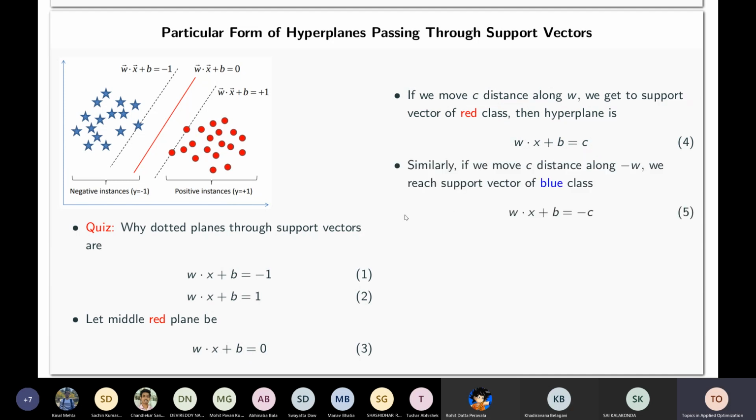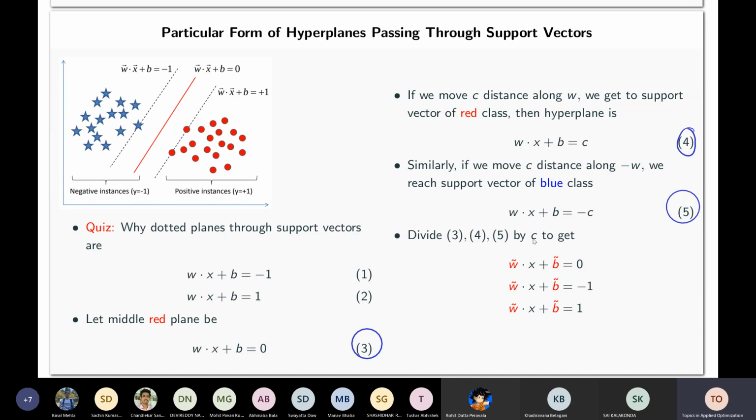According to our knowledge of the hyperplane, similarly, if we move C distance along minus W, or minus C distance, then we reach the support vector of the blue class. Then I reach here. So this is like minus C and here plus C, right? Then the hyperplane form of this dotted line should have been minus C, right? Well, here comes the trick. You divide 3, 4, 5 by C. So 3 was your original red hyperplane, 4 is this guy, and 5 is this guy. You divide by C, and we are assuming C to be positive.